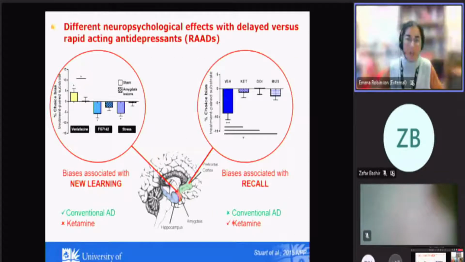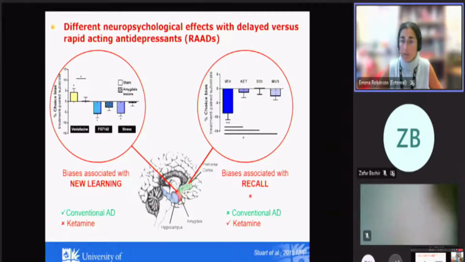So we came to the conclusion that perhaps there were these distinct neuropsychological mechanisms associated with these receptors, and we went a little bit further and we were able to link these up to specific brain areas. So what we found is if we lesioned the amygdala, we could block the effects of venlafaxine. So we think that these biases associated with new learning are very much the mechanism underlying conventional antidepressants, and we think that a primary target for this is actions in the amygdala.